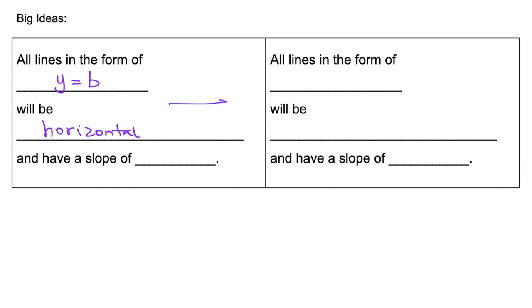And you can sketch what that looks like. And these horizontal lines will have a slope of 0. All lines in the form of x equals any number, which we'll represent with a, will be vertical. And vertical lines go up and down. So those are straight up and down, and they always have a slope of undefined.